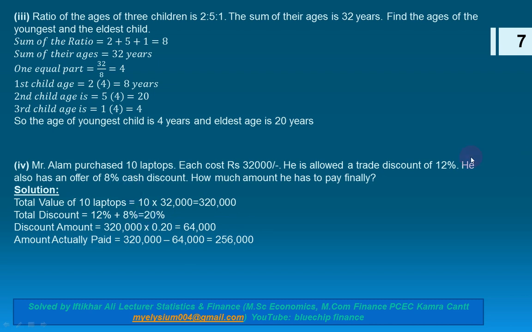either 8% or 20%. So simply 3,20,000 multiplied by a fraction of 20%, which is 0.20, and discount amount is 64,000. So actual amount actually paid is 3,20,000 minus 64,000 equals to 2,56,000.